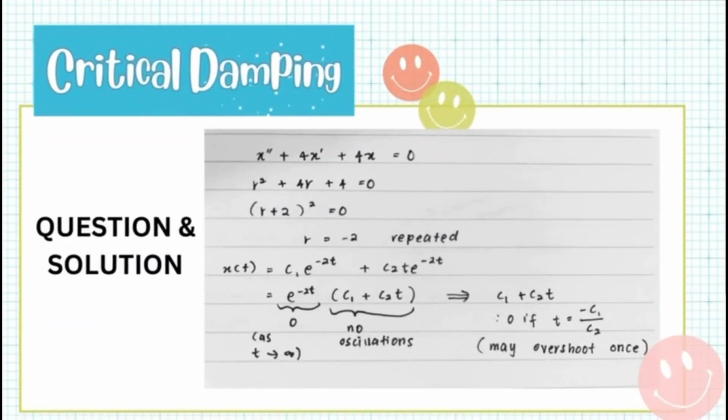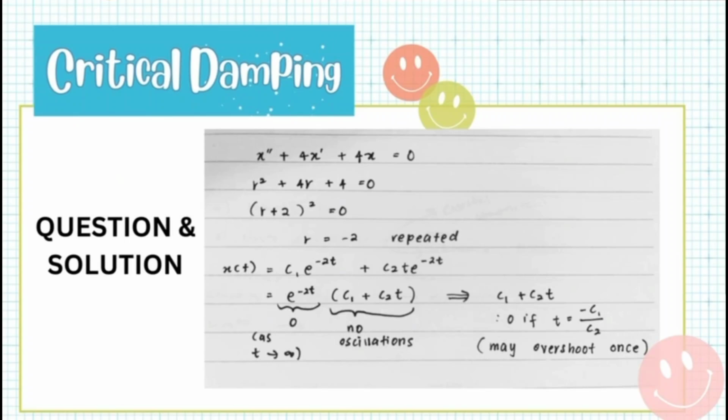From the characteristic equation, we can write r squared plus 4r plus 4 is equal to 0. And this factors as (r plus 2) squared is equal to 0. From this, we can say that the root is r equal to negative 2, which is repeated. x(t) is equal to c1 e to the power of negative 2t, and since it is repeated, plus c2 t e to the power of negative 2t. Factoring, we get e to the power of negative 2t times (c1 plus c2 t).